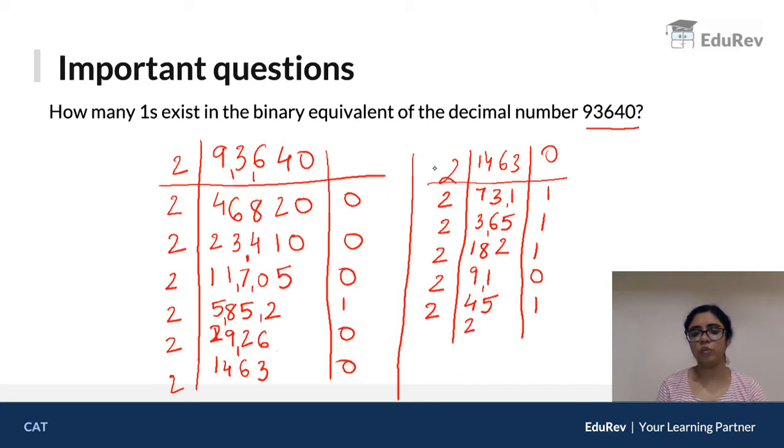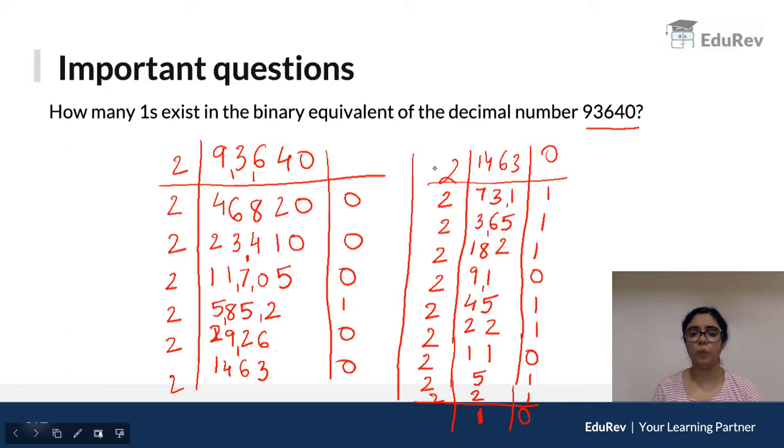2 2s are 4, 2 2s are 4, remainder 1. Then 2 11s are 22, remainder 0. 2 5s are 10, okay, remainder 1. 2 2s are 4, remainder 1. And finally you will have 2 ones are 2, remainder 0.